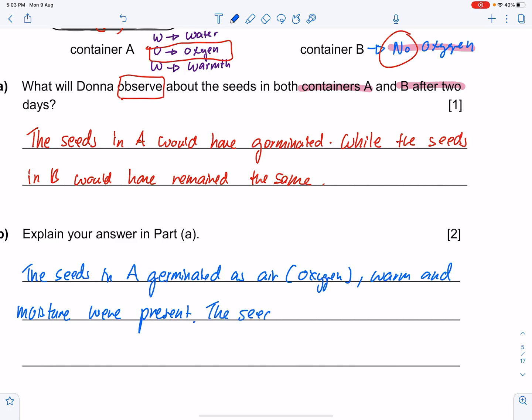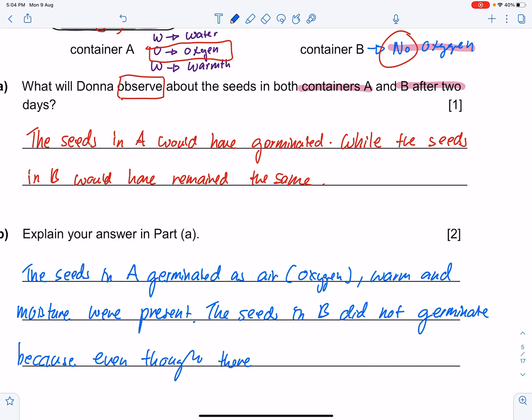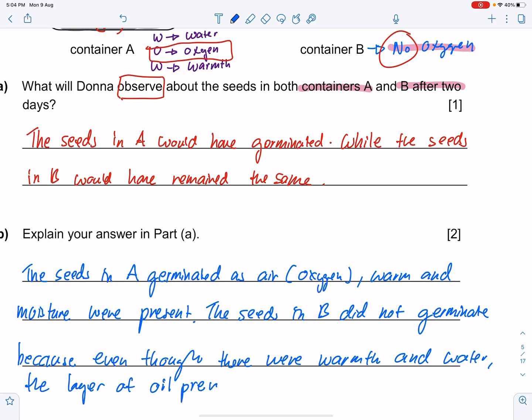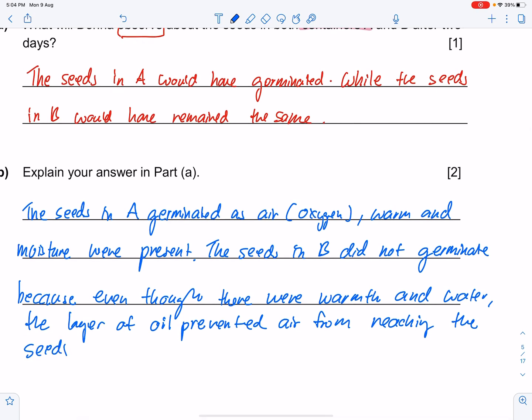The seeds in B did not germinate because, even though there were warmth and water, the layer of oil prevented air from reaching the seeds. All right.